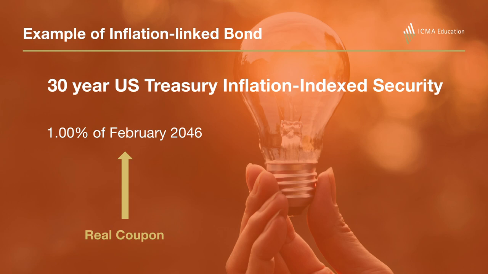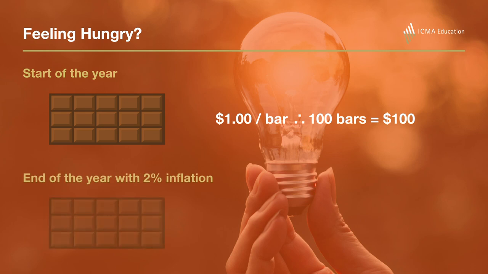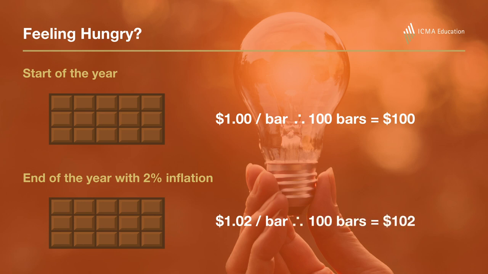The bond offers a real coupon of 1%, meaning that the cash flow received would ensure that the investor will be able to afford 1% more goods and services relative to some prior base date, which in this case is 2016. Let us say that a bar of chocolate costs $1, and so buying 100 bars will, of course, cost $100. Suppose that inflation over the next 12 months is 2% per annum. Then each individual bar would cost $1.02, and so the cost to buy 100 bars would be $102.